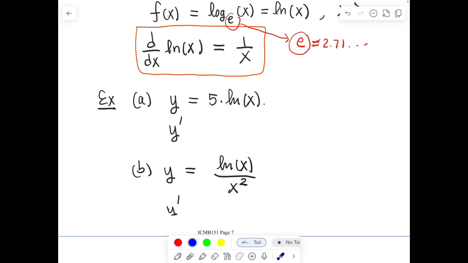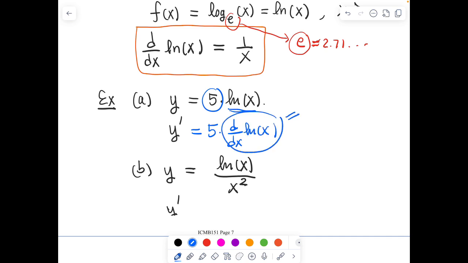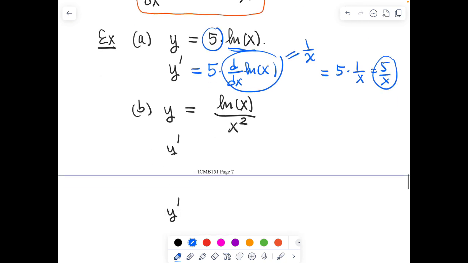So what we do is, you see that 5 is a constant multiplied with some function of x. So for 5, we don't do anything, and then we go ahead and differentiate ln of x, and this is equal to 1 over x. Okay. So the answer is 5 multiplied with 1 over x, or 5 over x. Okay. Let's move on to part B.